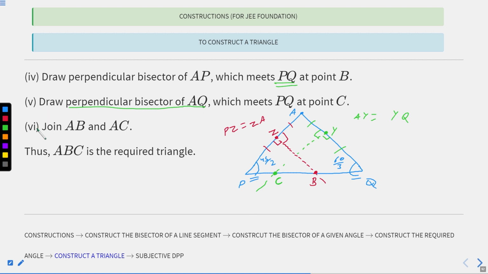Now in the sixth step, we join AB and AC. So now we join AB and AC. This final triangle will be our required triangle, satisfying all the properties we have. I hope this is clear to you. The construction is quite simple. I hope this is clear.